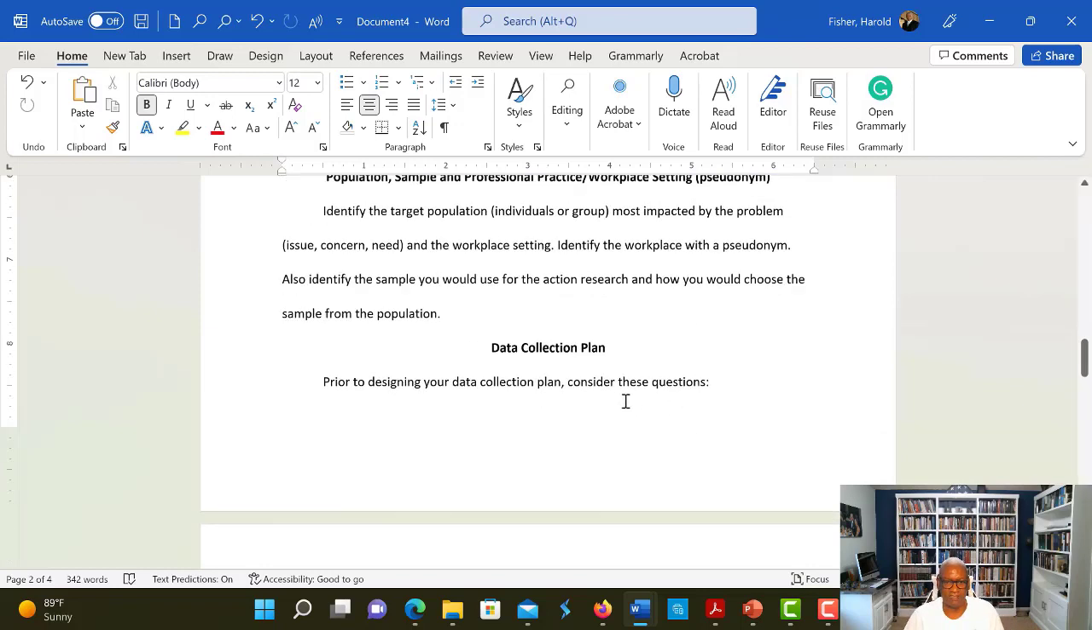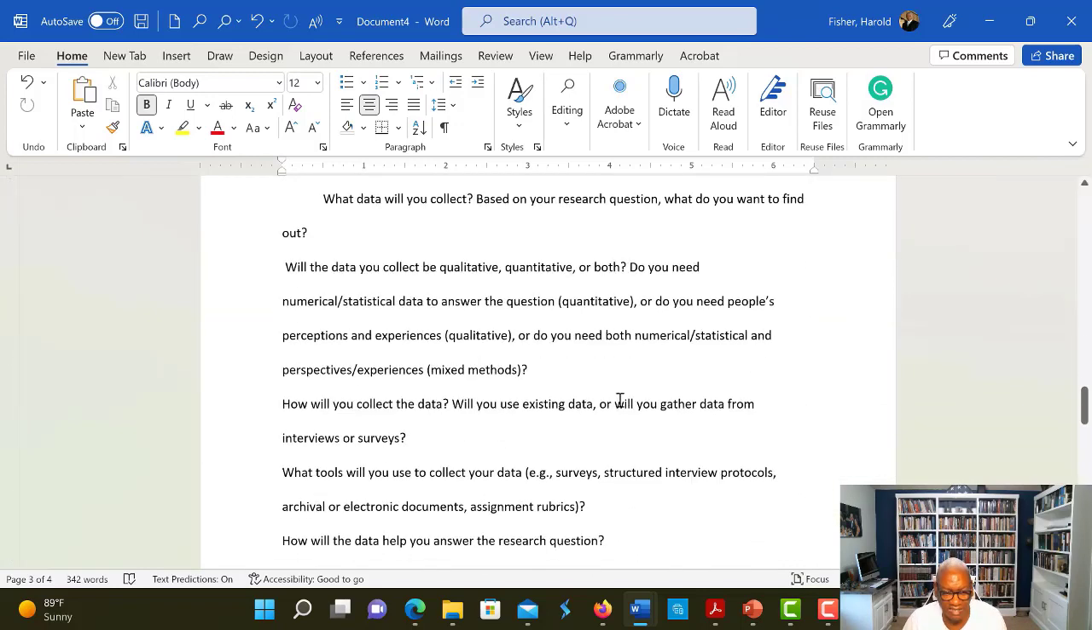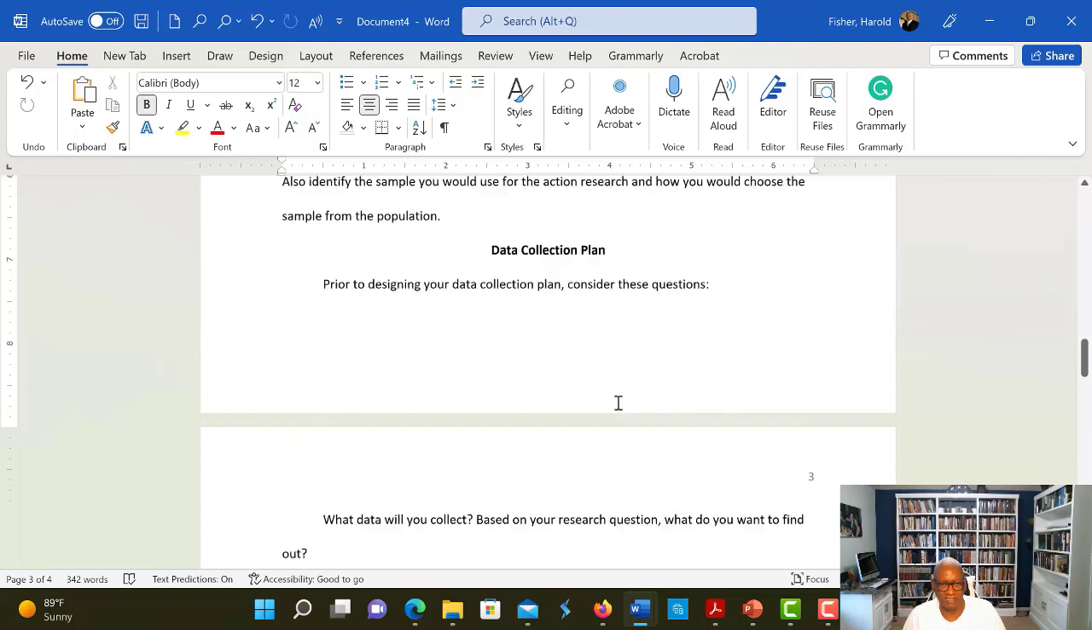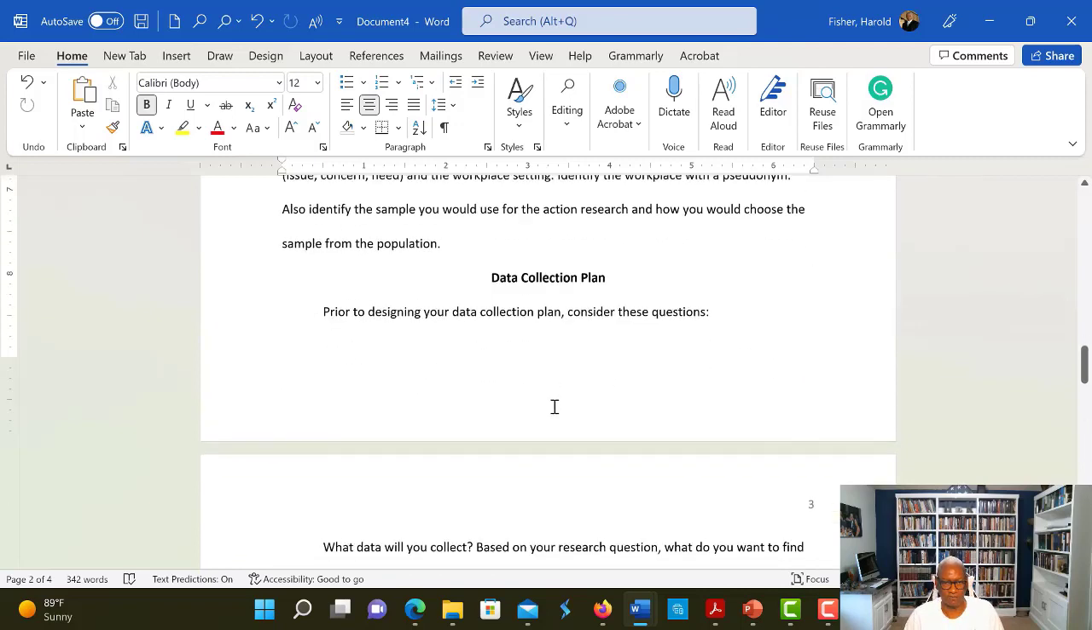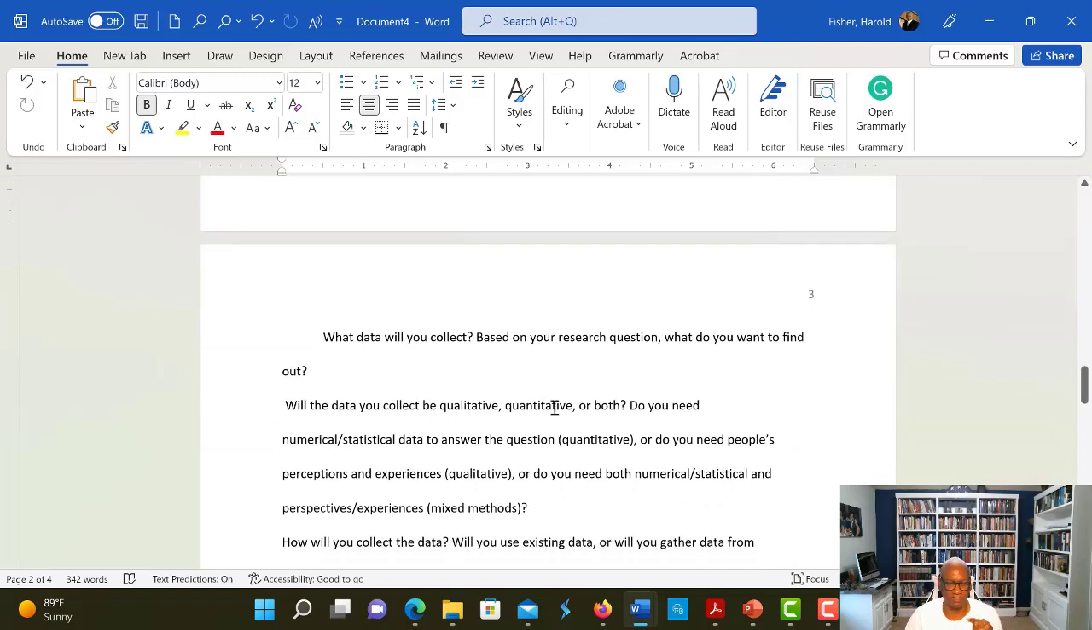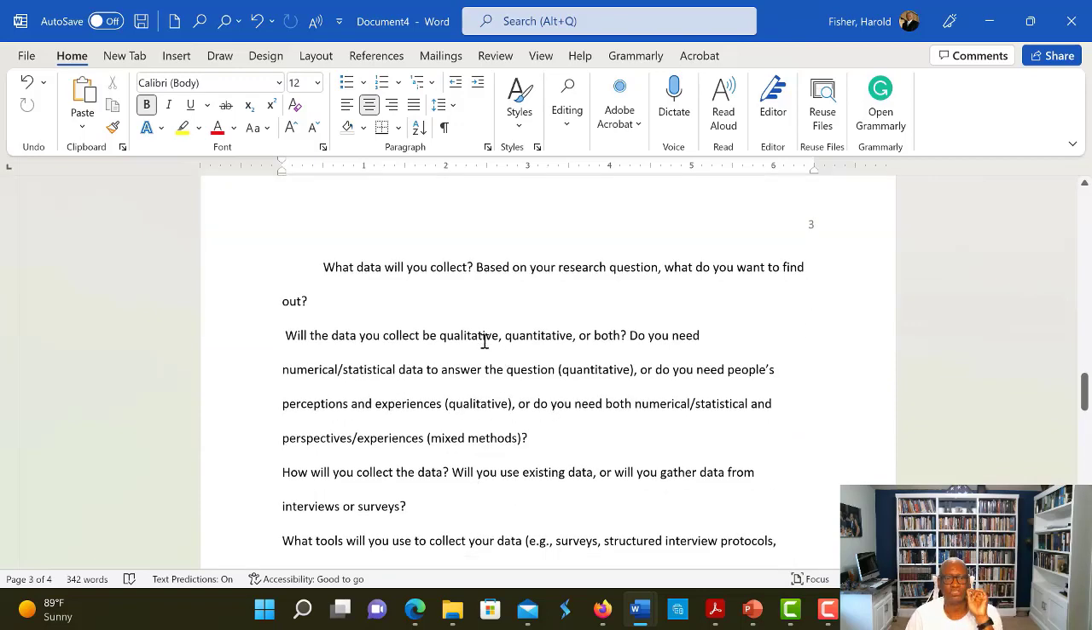And then finally, the data collection plan. All these questions that they list there are going to help you develop your data collection plan. Please do not put the questions in the paper, because it increases your Turnitin score. So you've got to think about that. Don't put these questions in there.